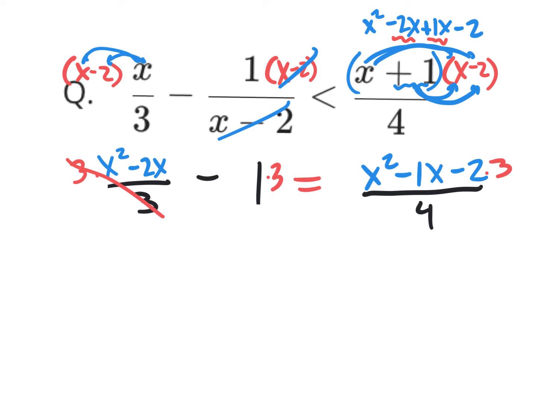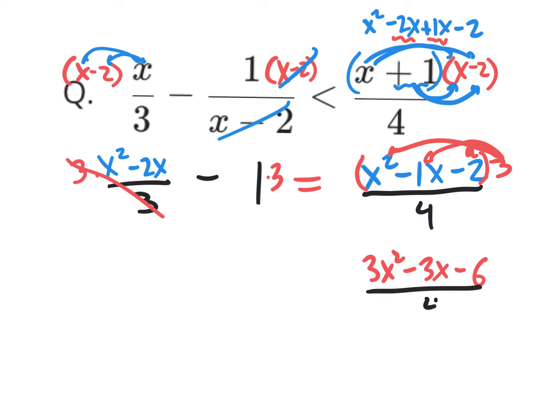I need to distribute the 3 to that whole quadratic trinomial, to that whole numerator. So when I distribute the 3, I apologize, it's getting ugly. 3 times x squared is 3x squared. 3 times negative 1x is negative 3x. 3 times negative 2 is negative 6, and it's still over 4. You still have the equal sign right here. You still have negative 1 times 3 is negative 3 right here. And over here we have the x squared minus 2x.